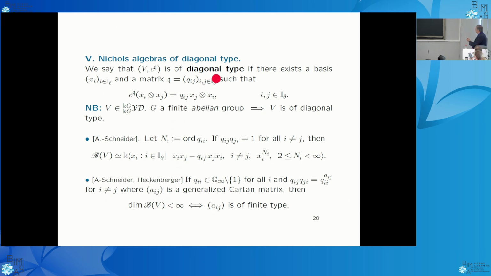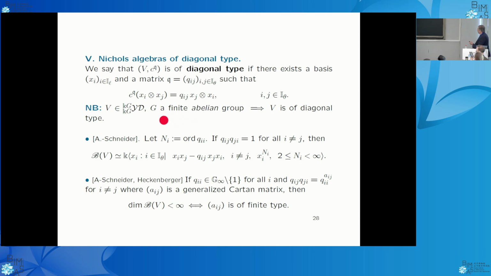It's a braided vector space that has a basis such that for a matrix Q equal to (q_ij), of the same size as the dimension of the vector space, the braiding is given by c(x_i ⊗ x_j) = q_ij x_j ⊗ x_i. So it's a particular case of a rack. It's a trivial rack, so to speak.